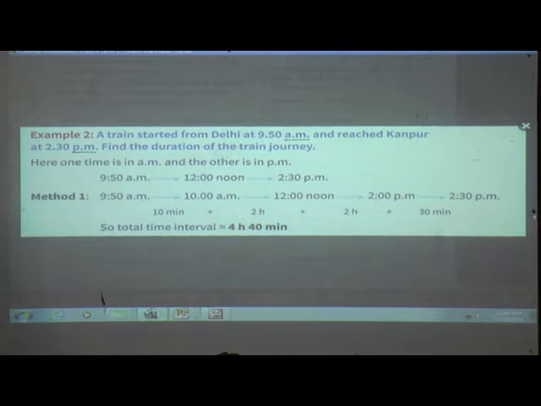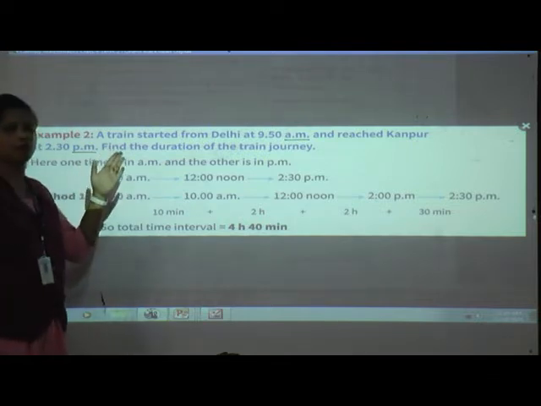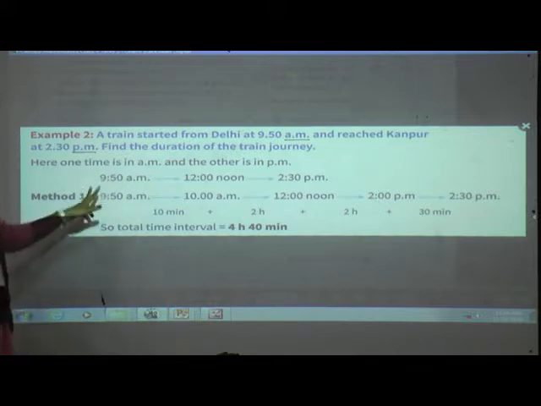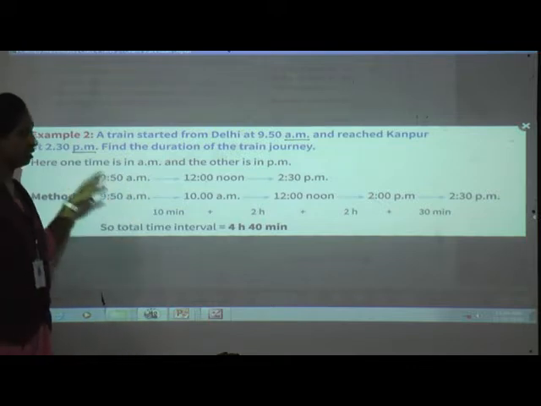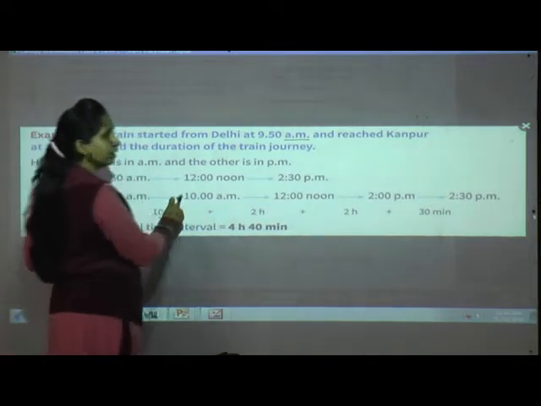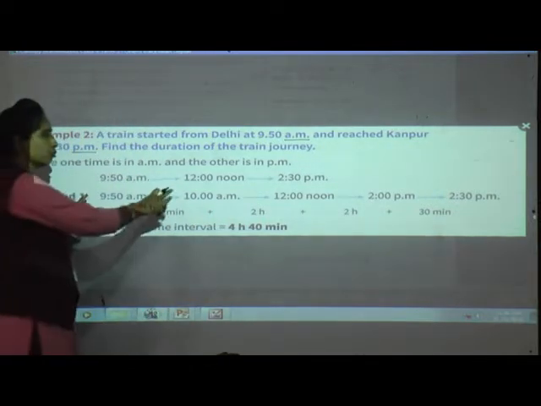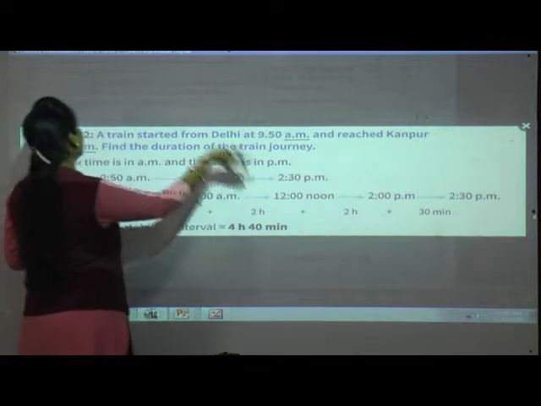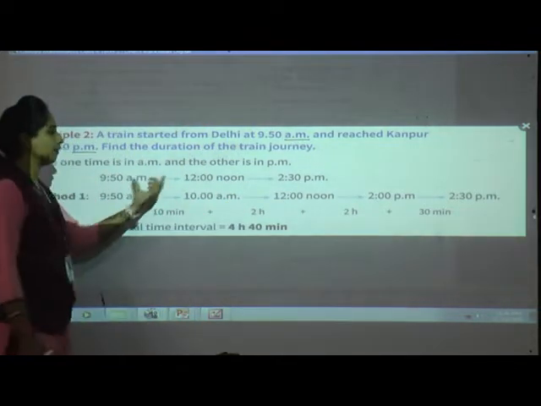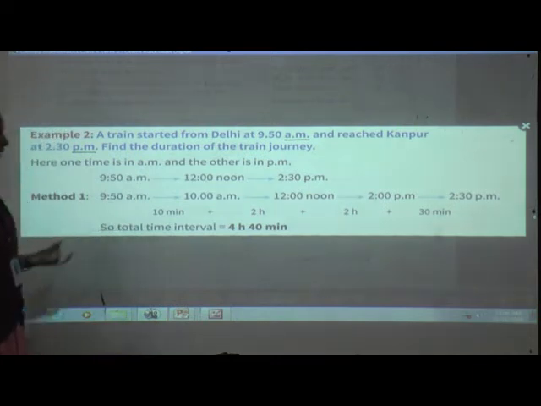See the methods. Now train started from Delhi at what time? 9:50 am. Then it is in the morning time, isn't it? Then what comes after that? Once 12 will be there, after that we start writing pm. So 12 noon will come. Then after that what will come? 2:30 pm. So we have to find out between these times.